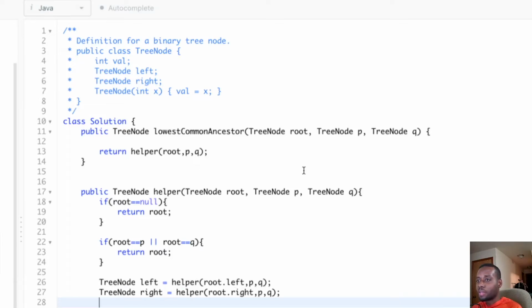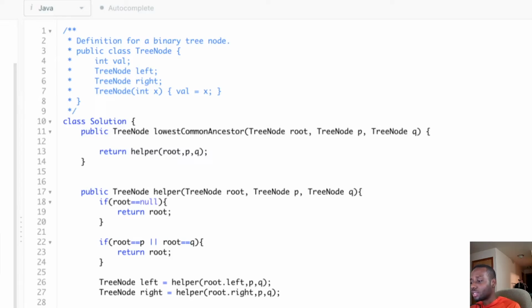So now I'm going to search the rest of the tree, my subtrees. Now I wait until I get an answer, and I act accordingly based on the answers I get. If my left is not null and my right is not null, that means I found both P and Q on both sides. So I found P on my left side and Q on my right side, or Q on my left side and P on my right side. So vice versa. They're not on the same side.